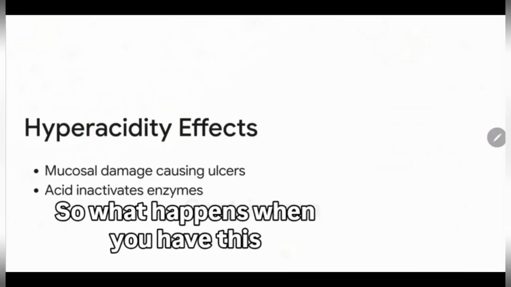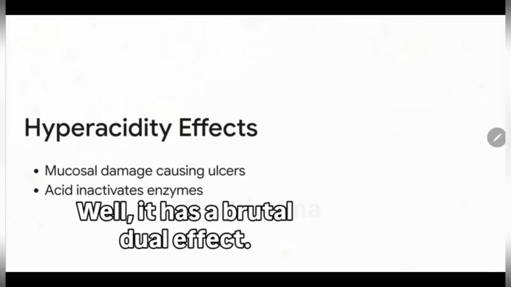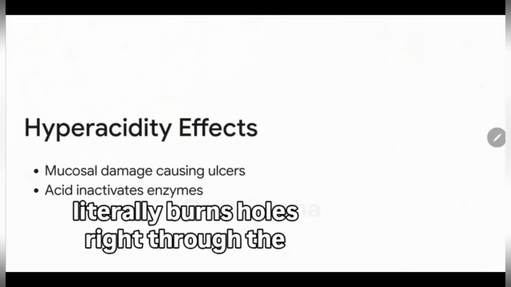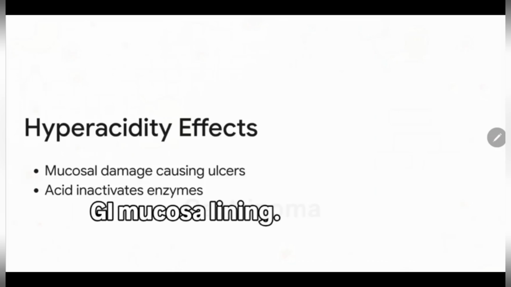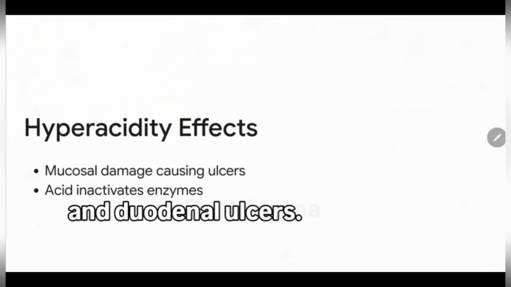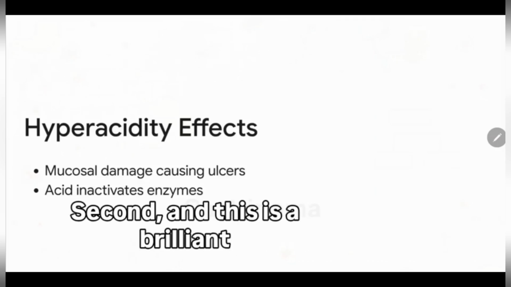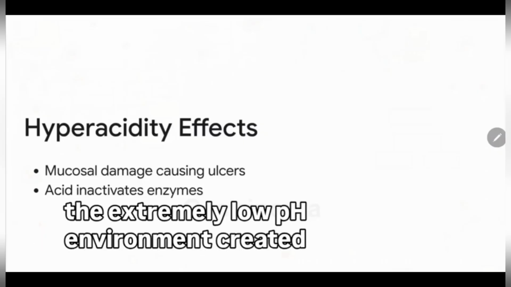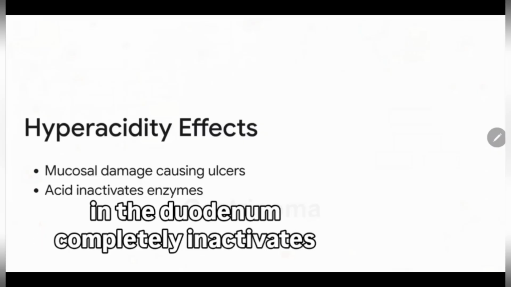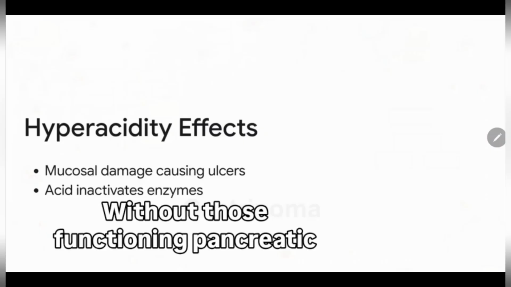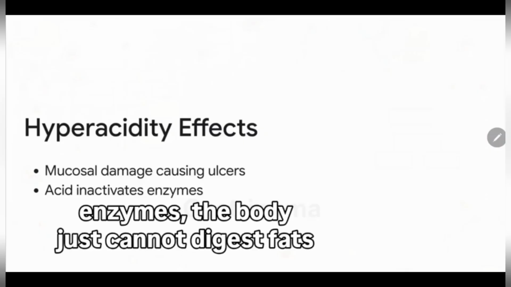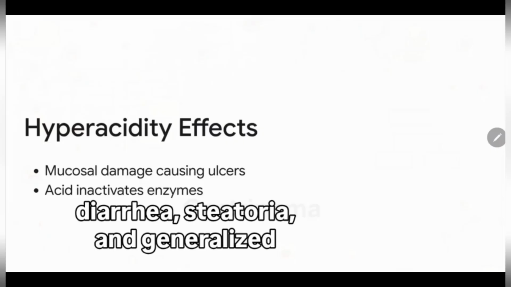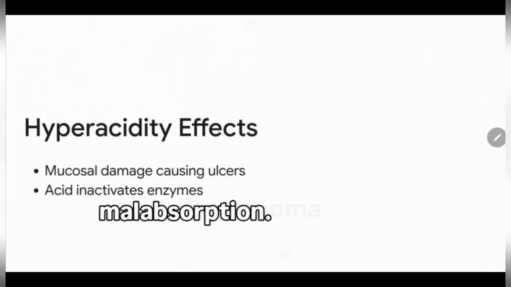So what happens when you have this massive flood of acid? Well, it has a brutal dual effect. First, the sheer volume of acid literally burns holes right through the GI mucosal lining. This gives the patient severe gastric and duodenal ulcers. Second, and this is a brilliant physiological concept, so pay attention, the extremely low pH environment created in the duodenum completely inactivates your pancreatic enzymes. Without those functioning pancreatic enzymes, the body just cannot digest fats properly. And that leads straight into severe diarrhea, steatorrhea, and generalized malabsorption.